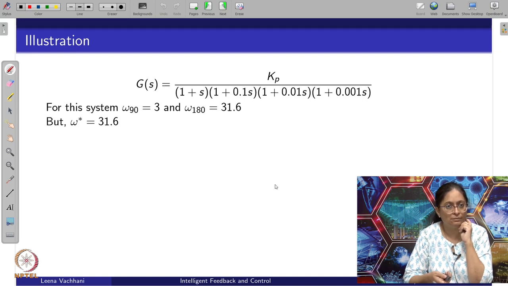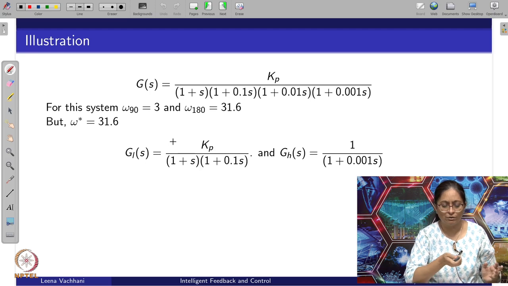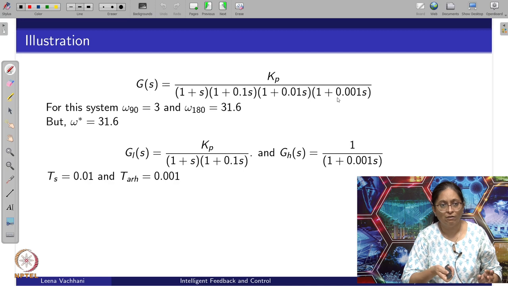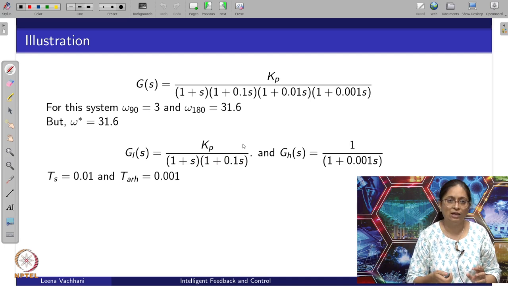Similarly, we can apply the breakup at a little higher frequency. Let's consider that we intend to break this transfer function at omega star equal to 31.6, which says my highest frequency of operation is 31.6 or somewhere close to it. So now my lower order transfer function terms are 1 plus s, 1 plus 0.1s, because now we are breaking at 0.01, and the higher order term is 0.001s. So here my TS turns out to be 0.01. We retain the time constant 1 plus s as is, and the 0.1s is going to incorporate the rest of the higher order terms.